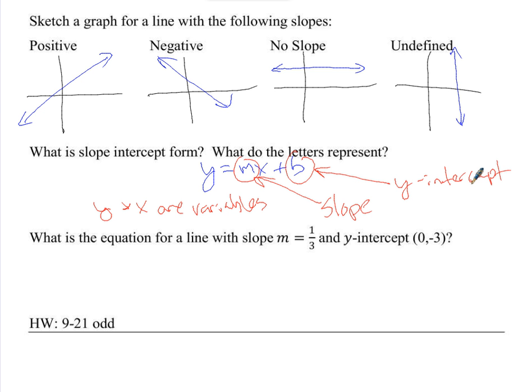What is the equation for a line with a slope of 1/3 and a y-intercept of (0, negative 3)? That's it. The y-intercept is where the graph crosses the y-axis. This number right here is where the graph crosses the y-axis. If I give you the y-intercept, then that is that number. If I give you the slope, then that is that number. It's that easy.